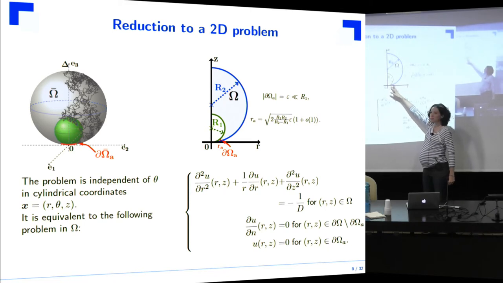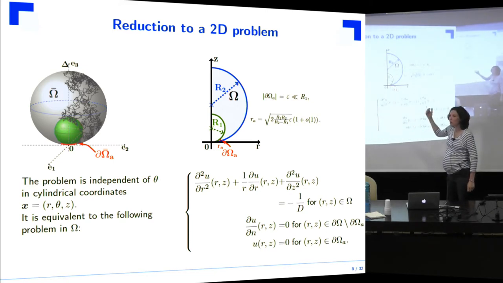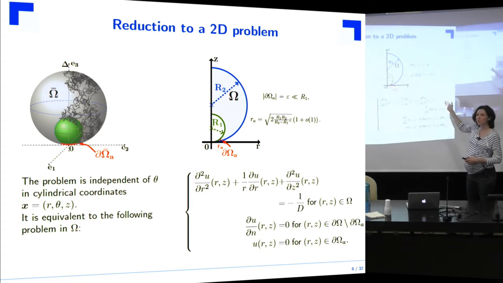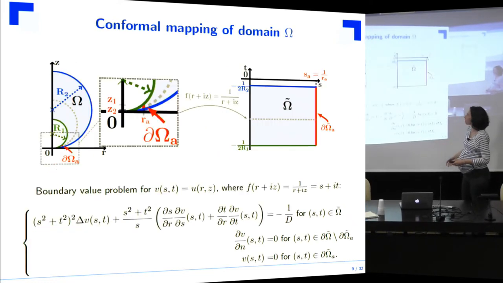So I have to desingularize this singularity for sure, because otherwise I'm never going to be able to do anything. But I also have to find a map where I'm going to be able to work at least in 1D. Otherwise, I'm going to be stuck, because a 2D problem is never going to work. So it took me some time to find the map. And the thing is, just once you found the map, it's extremely easy. But finding the map took me some time.